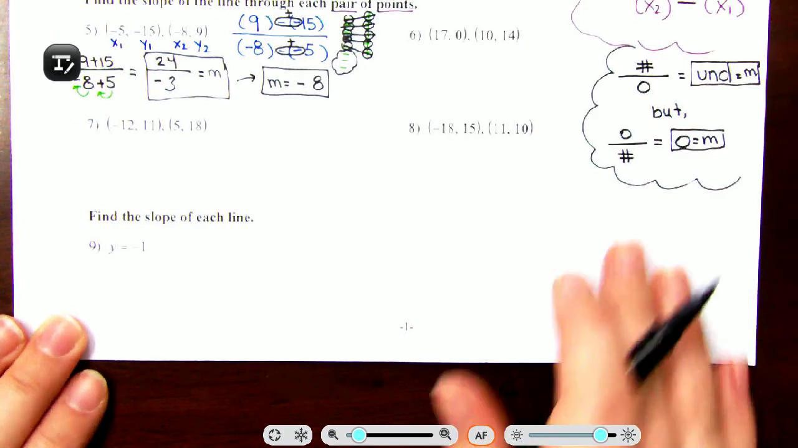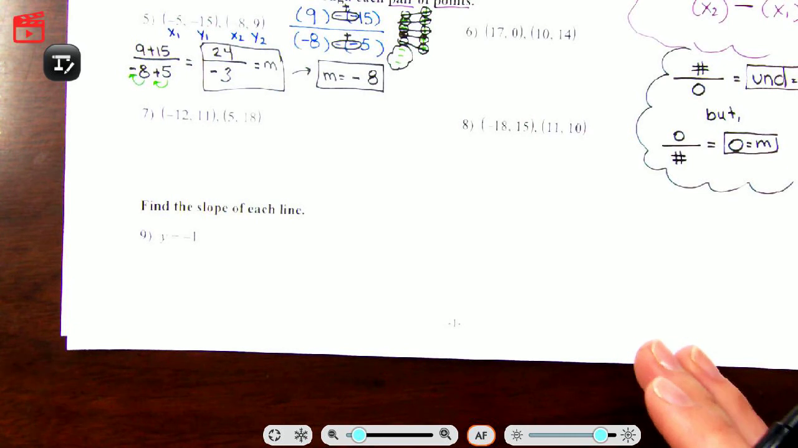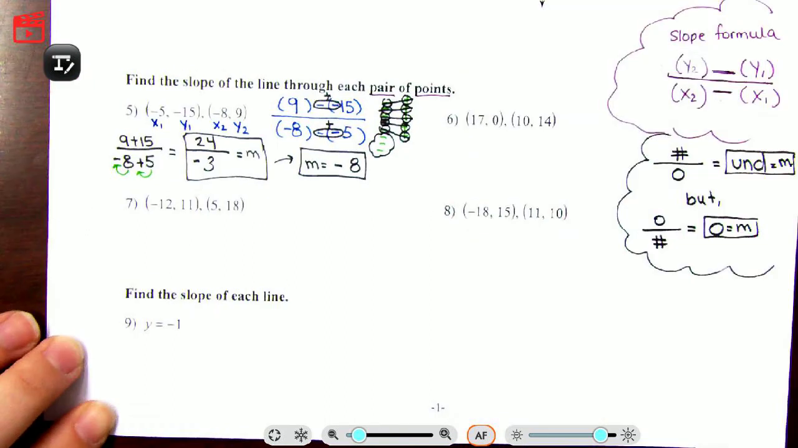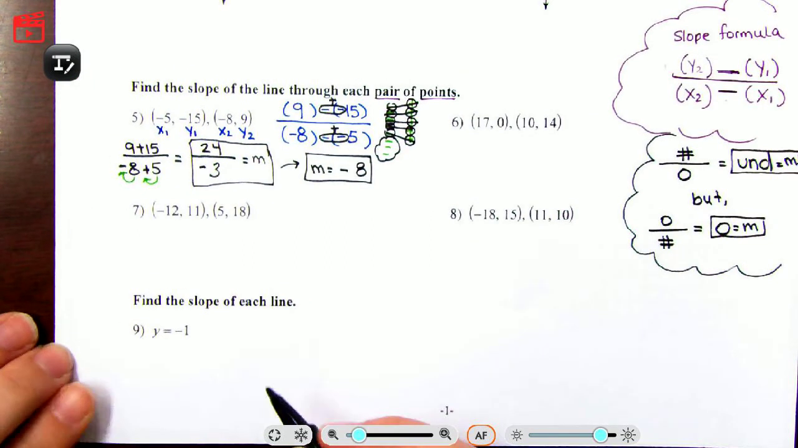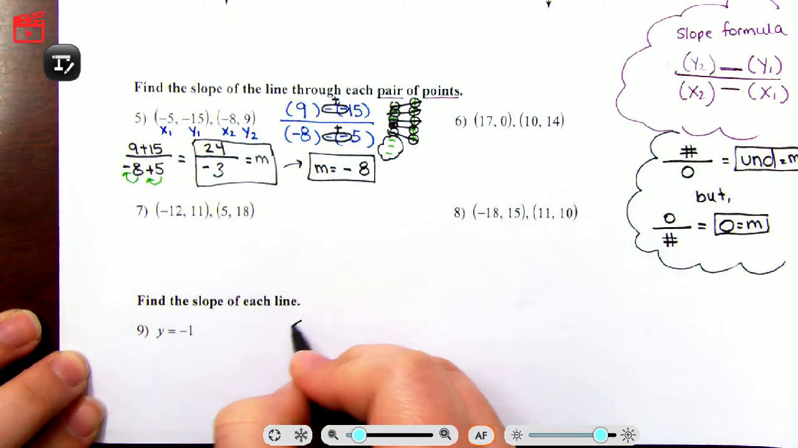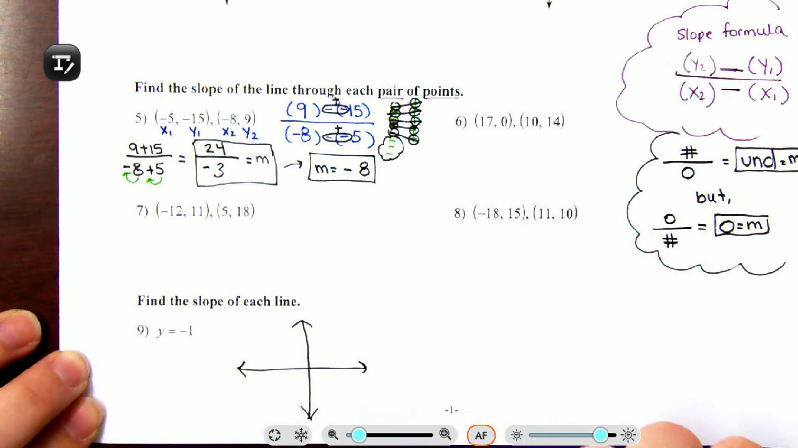Find the slope of each line. Okay, here's the thing, you guys. This one is very difficult. Number 9, in my opinion, is very difficult. So let's see if I can put a paper underneath it. Oh, there you can see it. Okay, so y equals negative 1. What is that? I'm going to show you by graphing. If you're ever not sure, just graph and then you can see.